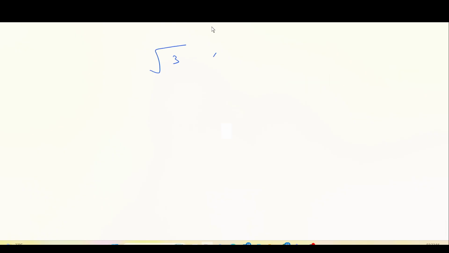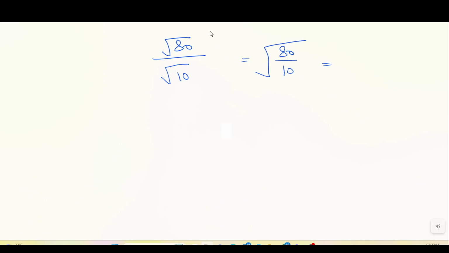Can you try this? Square root 3 and square root 2. How much is this? That's square root 6. Exactly, square root 6. Now let's see how we divide them. Suppose we have to divide square root 80 by square root 10. So we can just make a common radical, 80 divided by 10. 80 divided by 10 is 8, right? So we will get square root 8. That's our answer, okay?